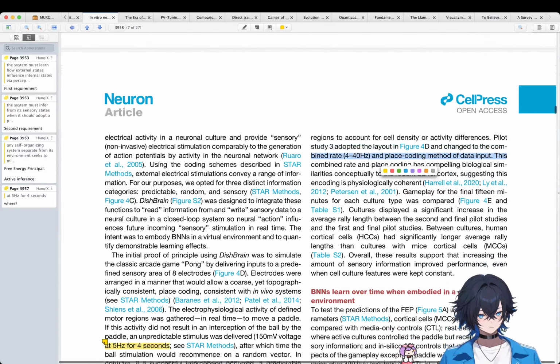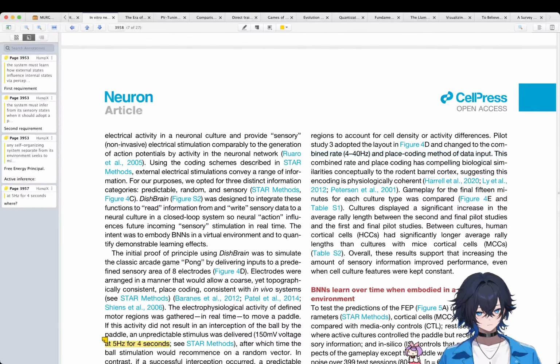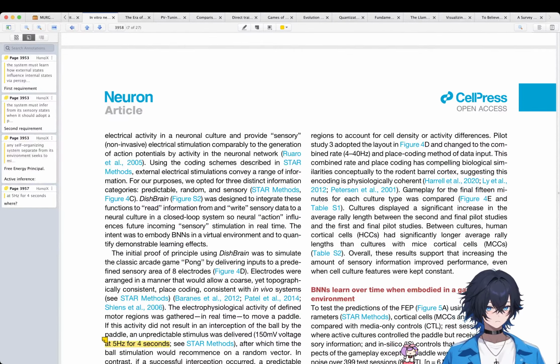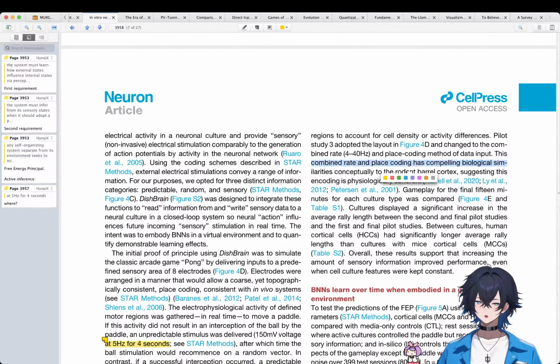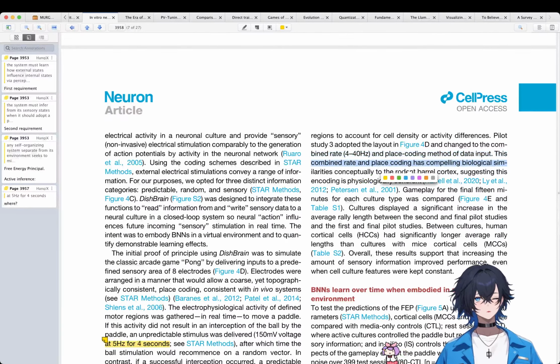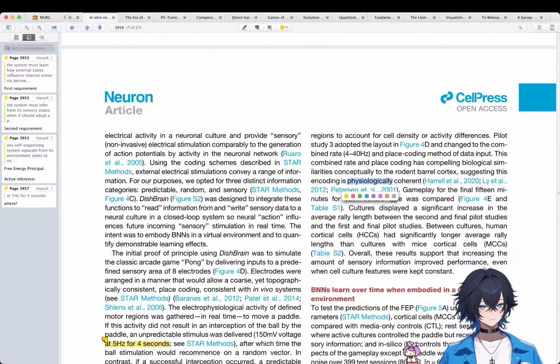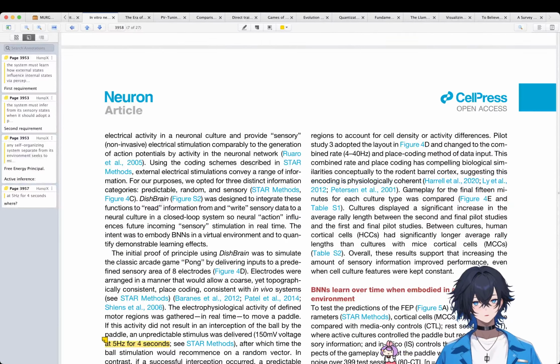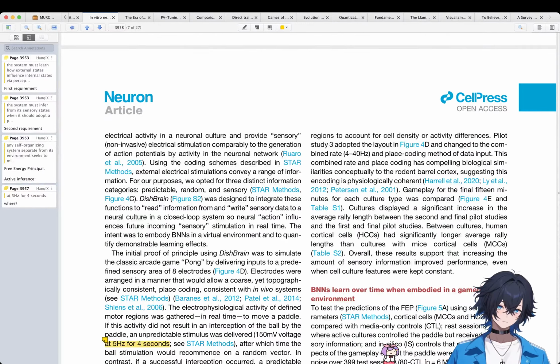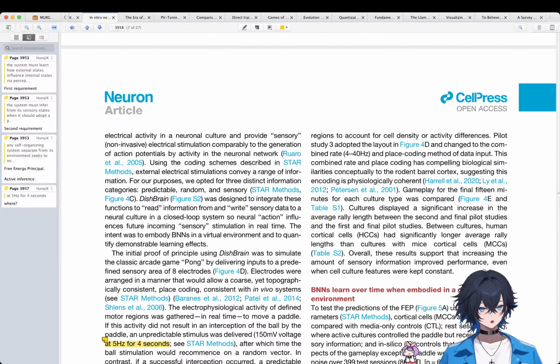Okay, if you could change the combined rate. Place coding, method of data input. Rate, what does that mean? What is the rate here? This combined rate and place coding has conceptually compelling biological similarities to the rodent barrel cortex. Okay. Okay, I guess this is something I won't understand because I don't have an understanding of rodent biology.